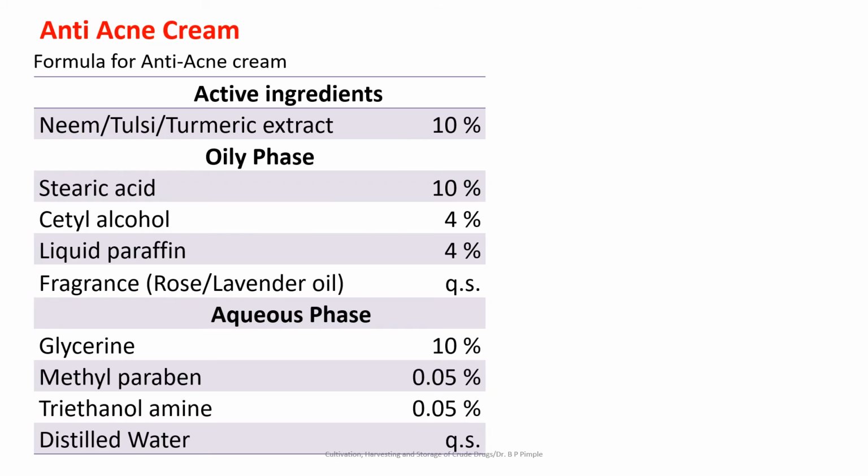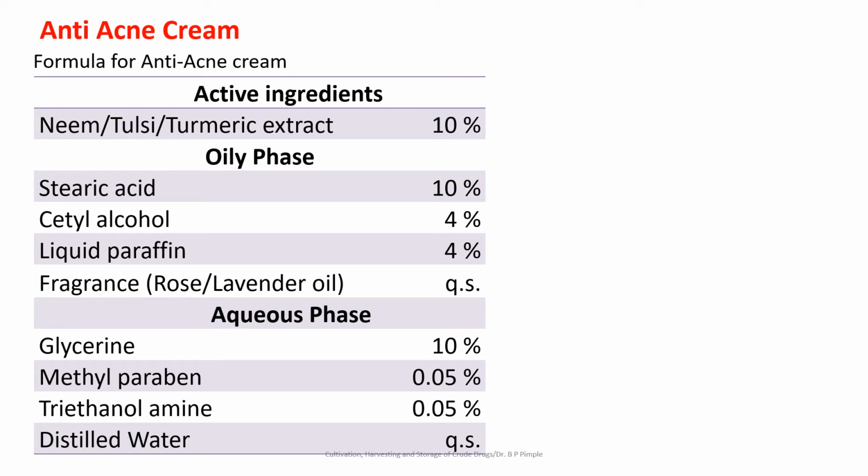Usually, the formula for anti-acne cream will contain antibacterial or antimicrobial agents like benzoic acid and salicylic acid. But as far as herbal anti-acne creams are concerned, they contain extracts of neem or tulsi or turmeric. That means either the isolated components can be added, but usually you'll find extracts of these herbs.